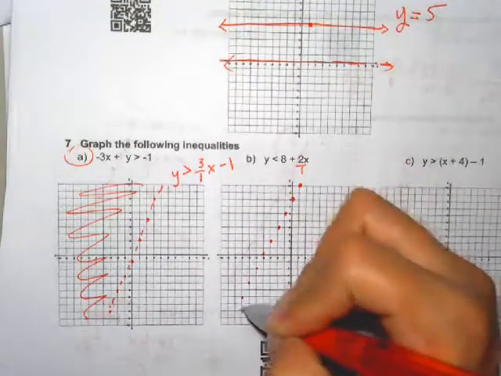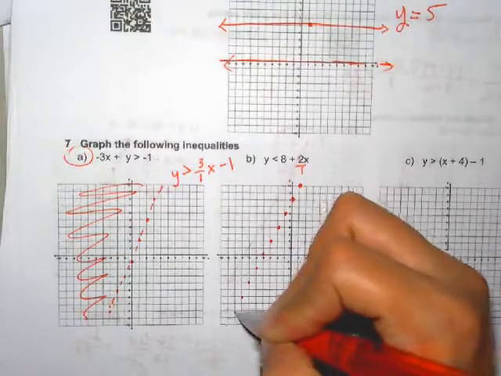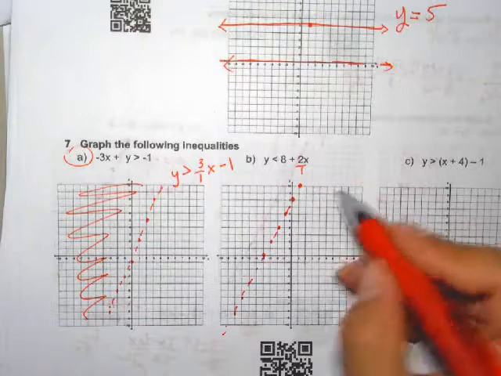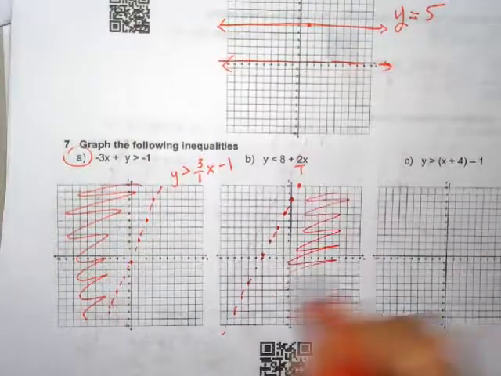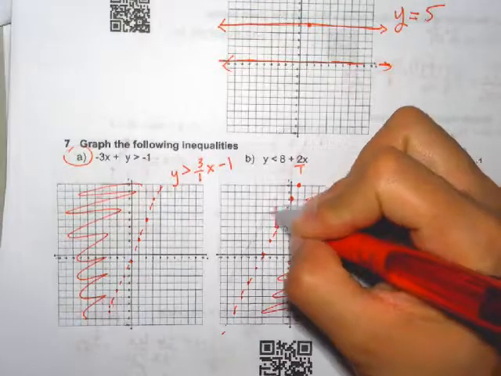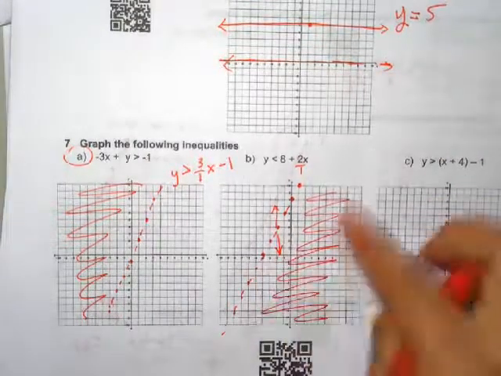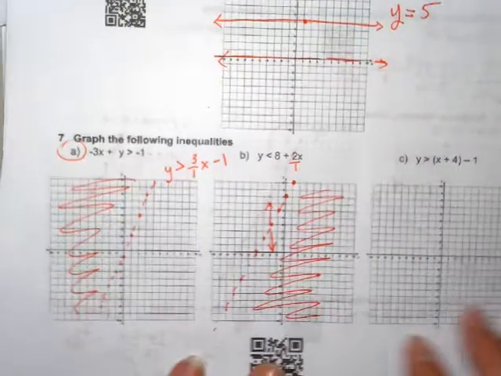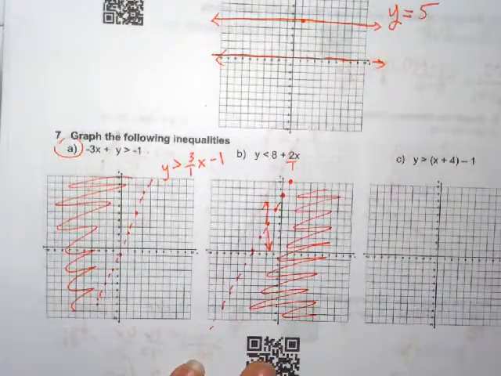Because the inequality is less than, but it doesn't have an equal to, we do dashes, and then less than is shading below the line. If you're not sure which side is below, pick a point, put a line going up and a line going down, then below has to be on this side, because this is below that point. Same thing on C, I would do relation.